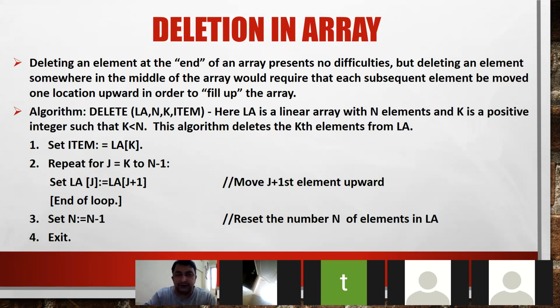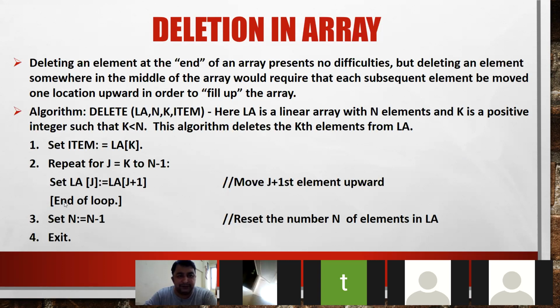So we are introducing a new variable called j, and we are starting from k. K means the index which you wanted to delete, up to n minus 1. So consider it starts from 0, and k value is equals to 5 and the n value is equals to 10, right? So 5 to 9. So the last 5 elements will be replaced.